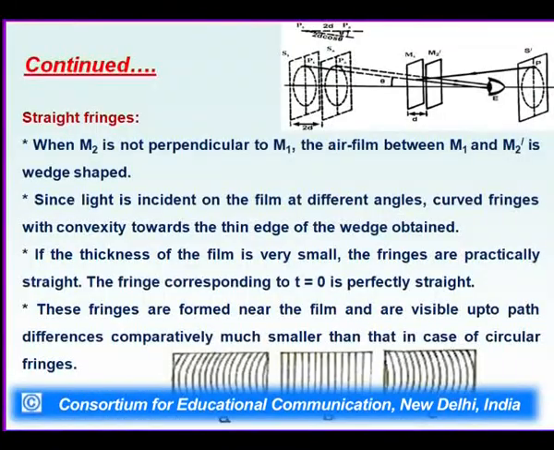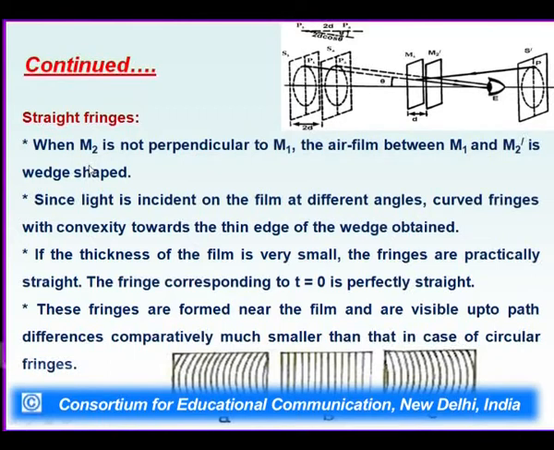Welcome back students. Up to now we have discussed the circular fringes in the case of the Michelson interferometer. We can get other types of fringes in the Michelson interferometer. We can get straight fringes also. How can we get the straight fringes? When the mirror M2 is not perpendicular to M1.